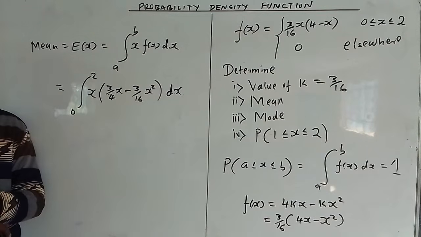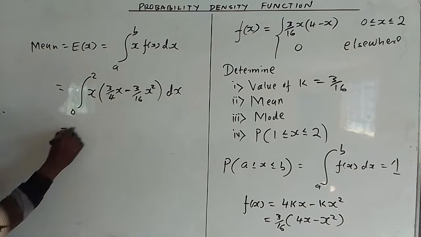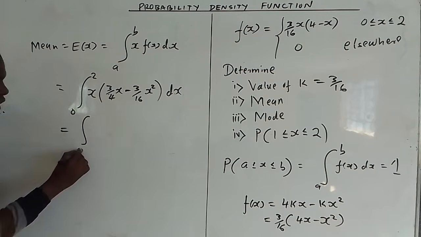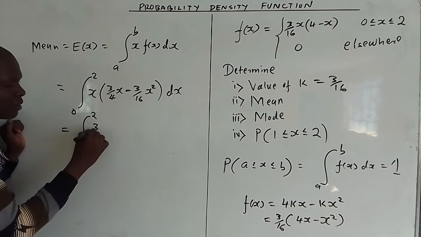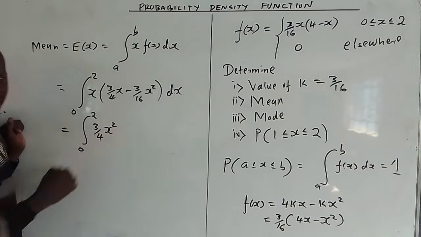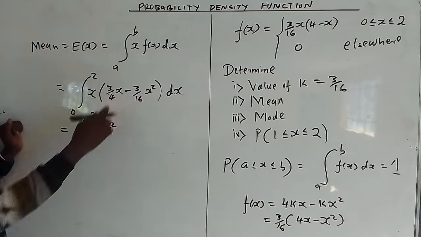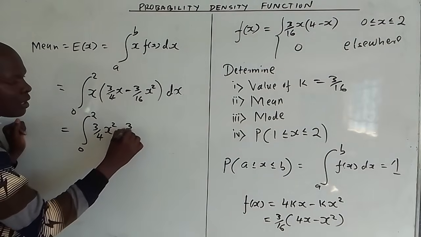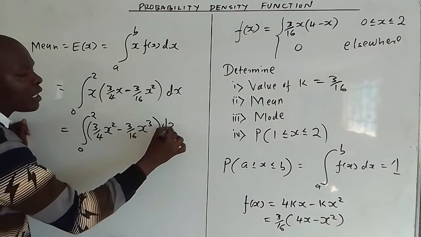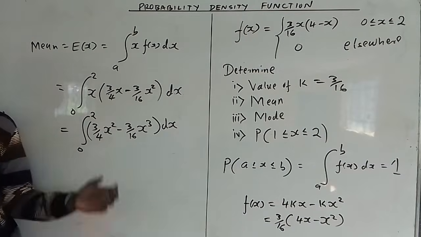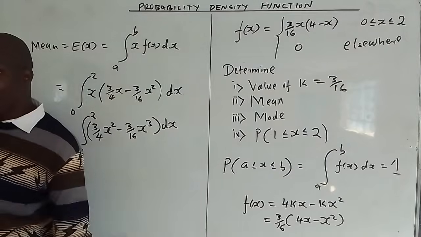Are we together? So what do we have here? Take x inside the bracket. We are integrating from 0 to 2. Take x inside. x times 3 over 4x is 3 over 4x squared. x times negative 3 over 16 x squared is negative 3 over 16 x cubed, dx. So it means we've now written this one in a form which we can now integrate, isn't it?